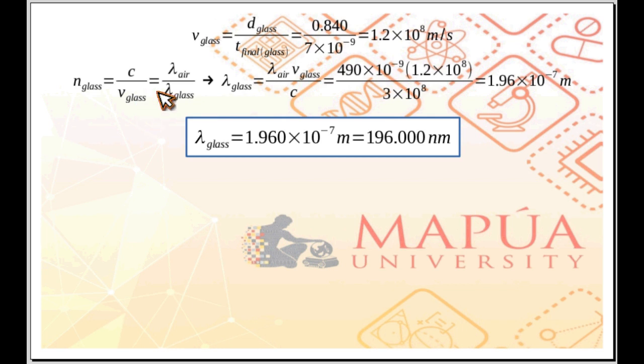Taking c over v glass is equal to lambda air divided by lambda glass. Isolating lambda glass, we have lambda air times v glass divided by c. We know lambda air, we know v glass, and we also know the speed of light in vacuum, so we are able to calculate the wavelength of light in this slab of glass: 1.960 times 10 to the negative 7 meters, or 196.000 nanometers.